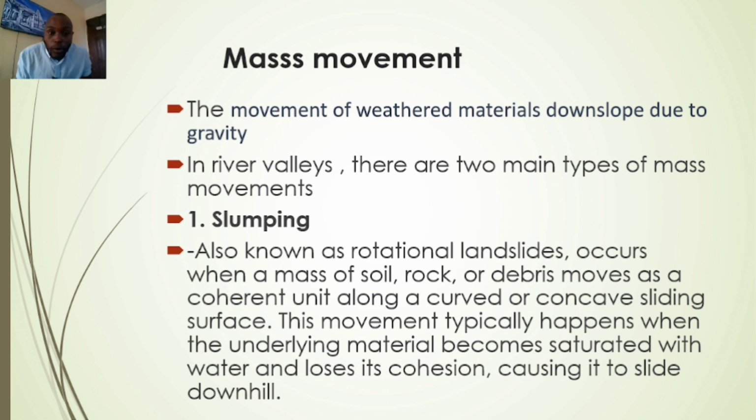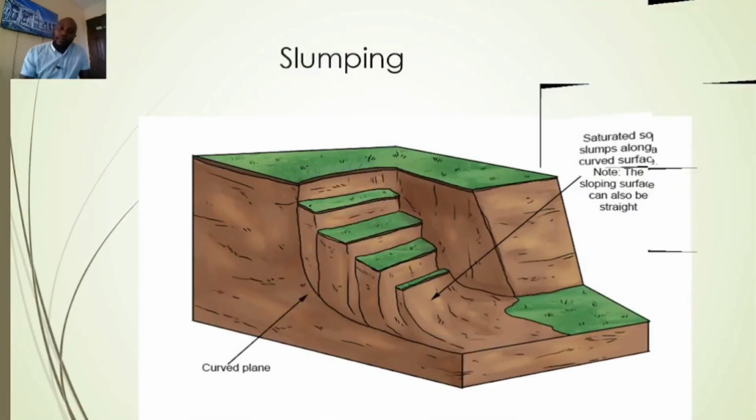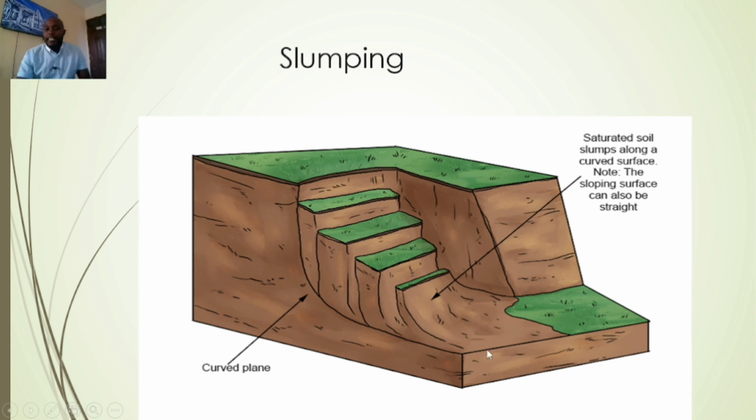Okay, so that's to say, also known as rotational landslides, occur when a mass of soil, rock, or debris moves as a coherent unit along a curved or concave surface. So this movement typically happens when the underlying material becomes saturated with water and loses its cohesion, causing it to slide downhill. When you talk about that slumping, something like that. So you see maybe the part of the soil is so wet to an extent that it can't remain together anymore, so it slumps downwards. Okay, such like thing. So when you see such like thing, that's slumping.